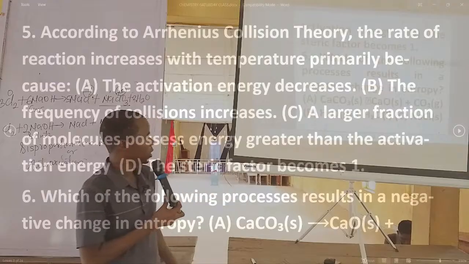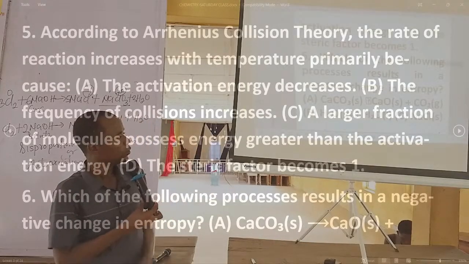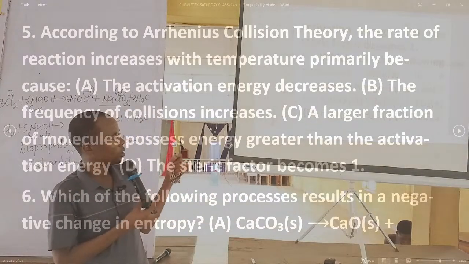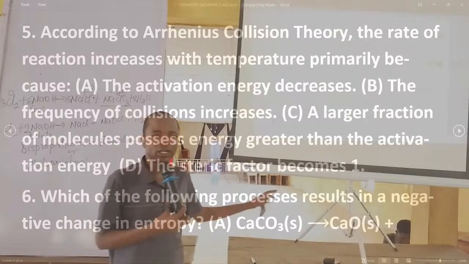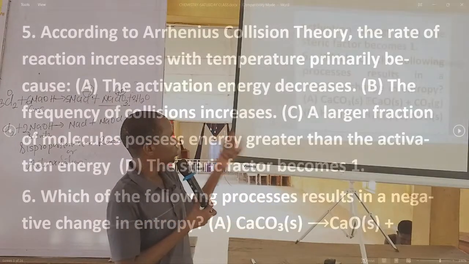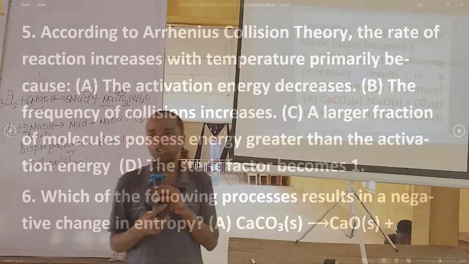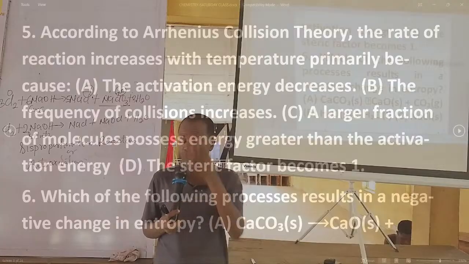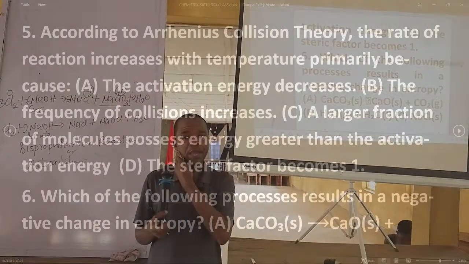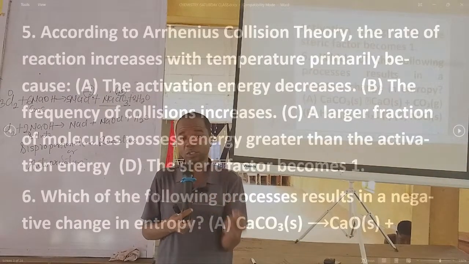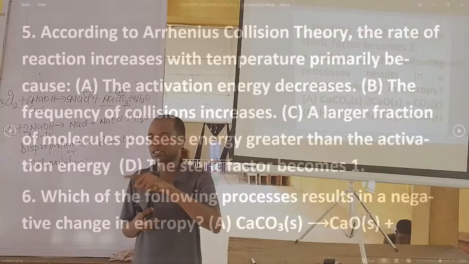So if you look at option A, CaCO3 gives CaO plus CO2. As a matter of fact, read the options. If I know about entropy change, what is entropy? Entropy is defined as the measure of the degree of disorderliness or randomness of a chemical reaction.